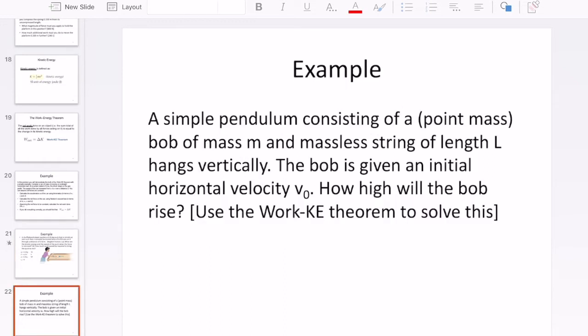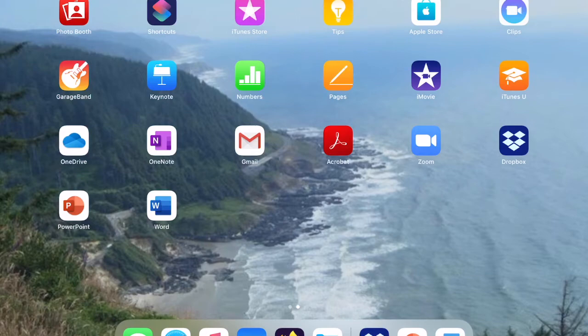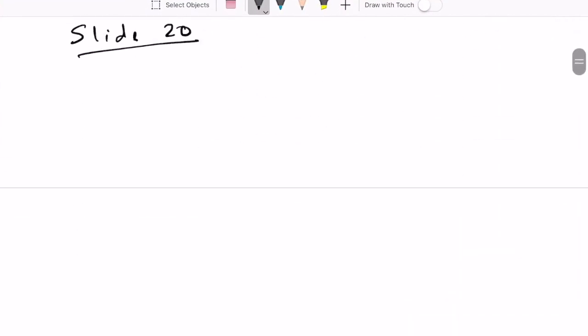Let's try a typical example using the work kinetic energy theorem, and that is the example on slide 22. So try this problem yourself. Pause the video and try this problem yourself. And only after you've thought about it for a while, then restart the video and look at the solution. All right, so what is this problem saying?